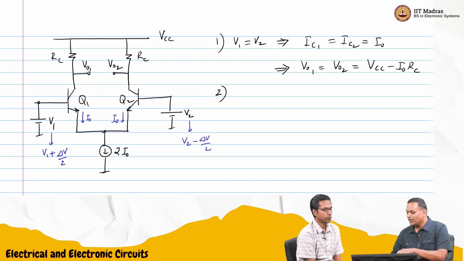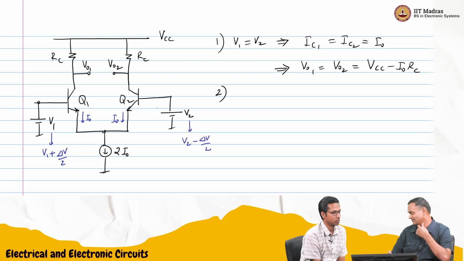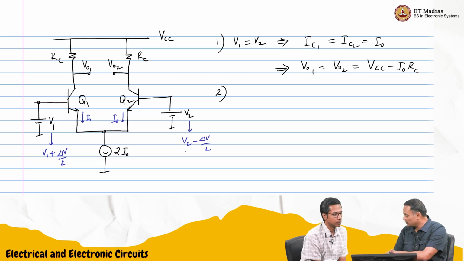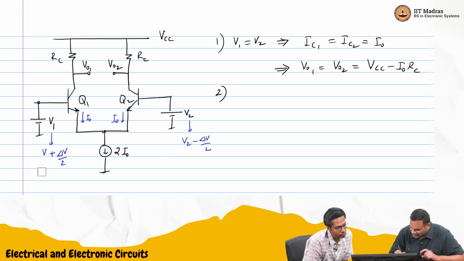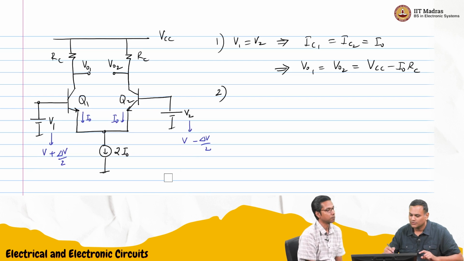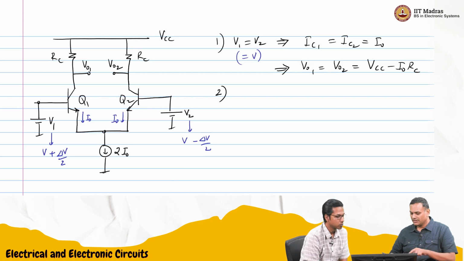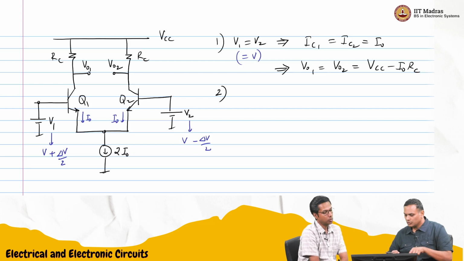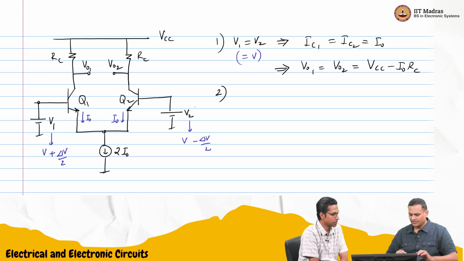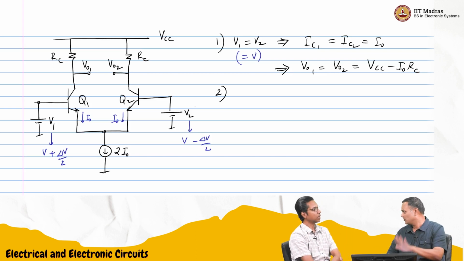In fact, I can already tell you what will happen because I am now giving delta V differential input. Earlier I started with V1 equal to V2. Now I will get a purely differential input, and the common mode is V. So we'll call this V: V plus delta V by 2 and V minus delta V by 2. Common mode is V1 plus V2 by 2, which is V itself. Nothing has changed, I'll still have currents, no problem.